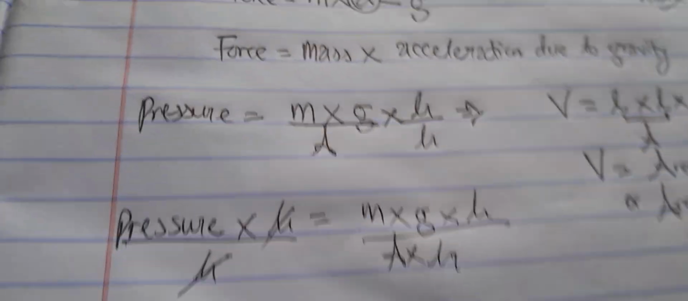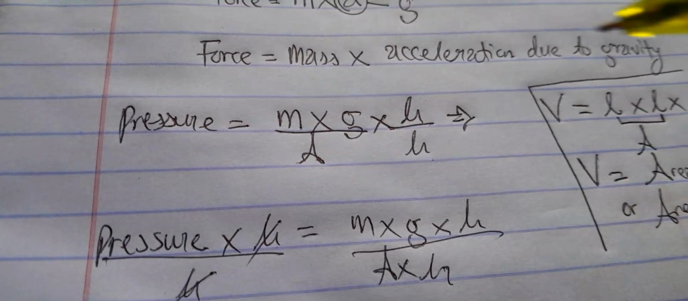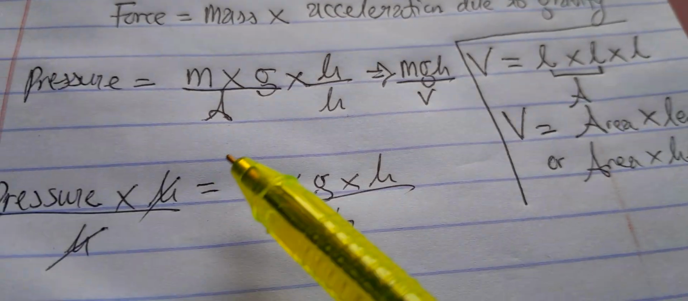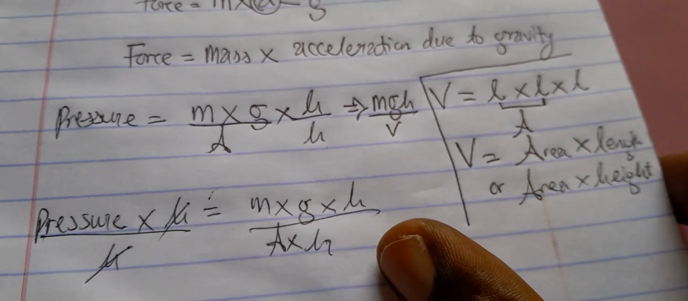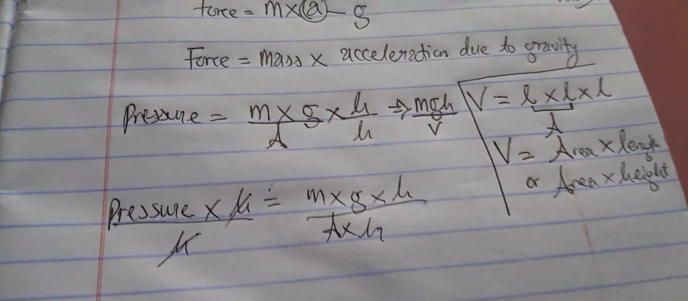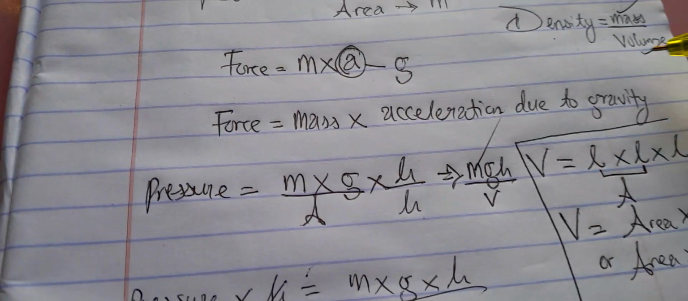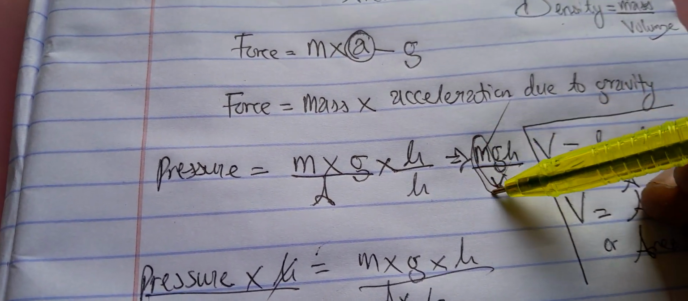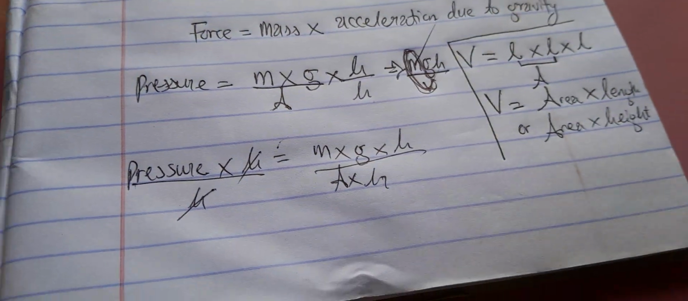This case now, you can see that we have area and height. So I can bring them together to become mgh over volume, because we established the fact that volume is area times height. I hope you're following. So we know that density is mass over volume. Do we have mass? Yeah, we have mass, yeah? Do we have volume? We have volume there. So this is mass over volume. This quantity is what gives us density.